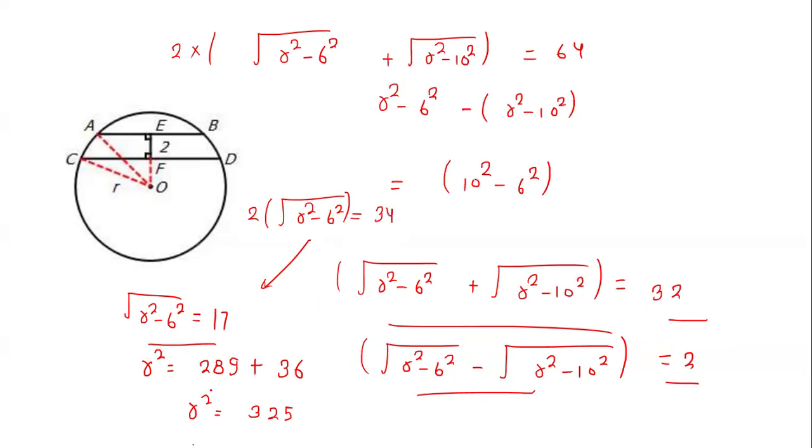Then you can square both sides. So 17 square is 289 and 6 square is 36. After adding it will become 325. Then you can take the square root. So it is simply 5 root 13 inch, which we calculated by method 1 also. The same value is coming by method 2 also. So this is the final solution, and in this way we can solve this.